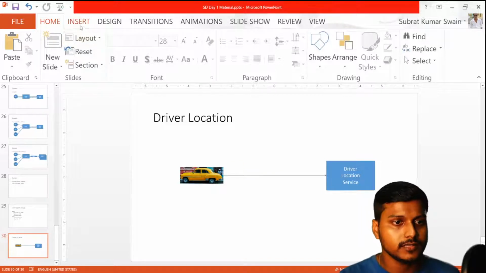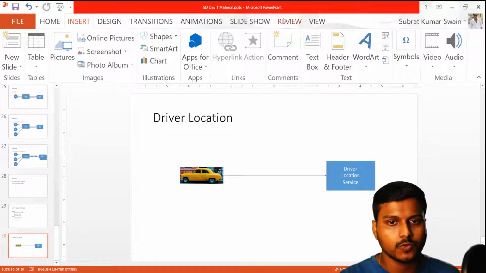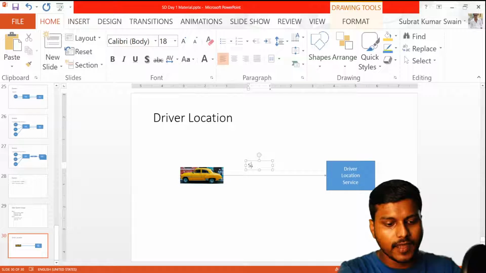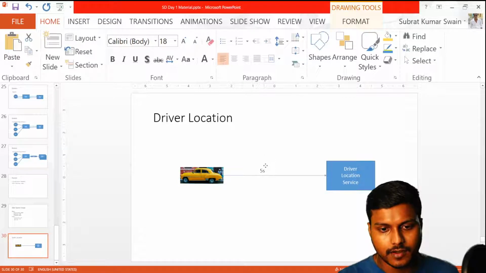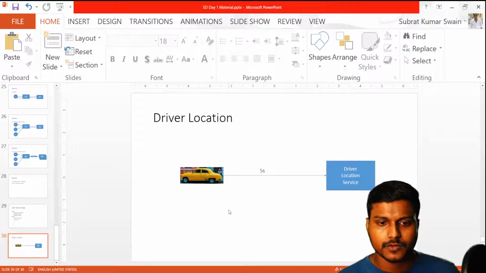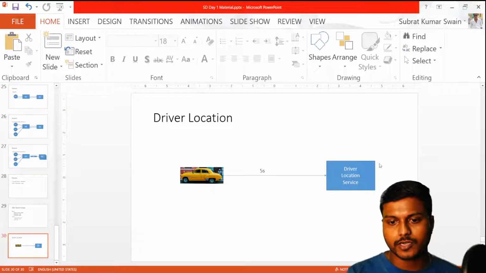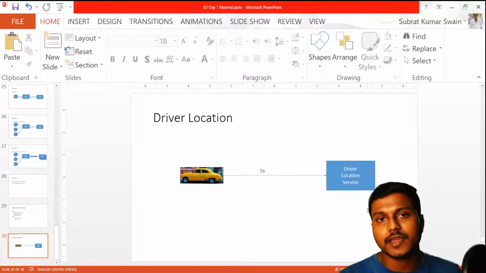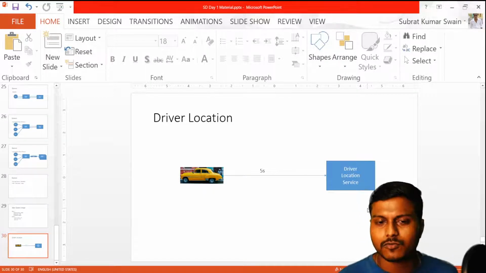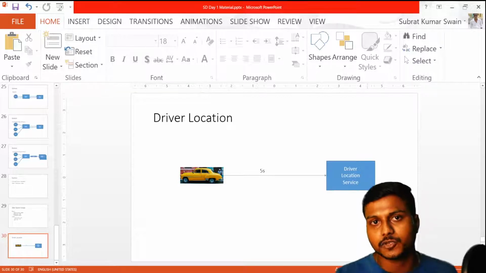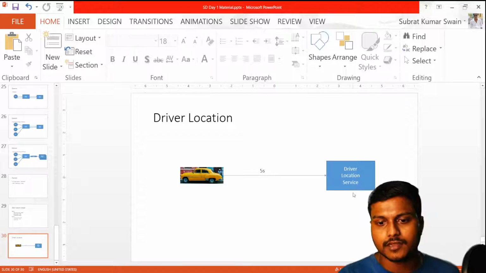Maybe not always. There should be some time interval, so what should be the time? That also we need to write here. Maybe every 5 seconds the driver is updating its location to the driver location service. There is a service running, the driver location service. I don't want every second. You can also think of 1 second, but let's keep it as 5 seconds. Every 5 seconds the driver is refreshing its new location.